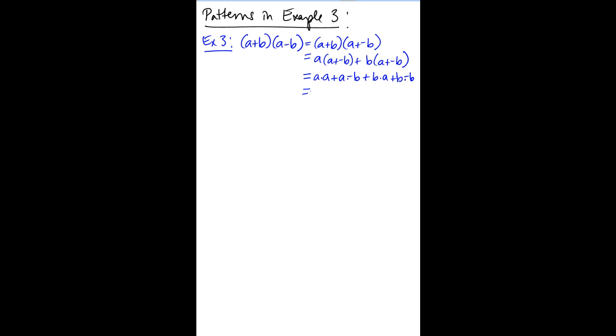And multiplying everything out there, I get a squared plus negative ab plus ab plus negative b squared, just by simplifying and writing everything alphabetically when I can in the same term. Now again, you may notice here, negative ab and ab are like terms, but they're going to add together to give us 0. So what we're going to end up with here is a squared plus 0 plus negative b squared, or in other words, a squared plus negative b squared, which we can also write as a squared minus b squared.